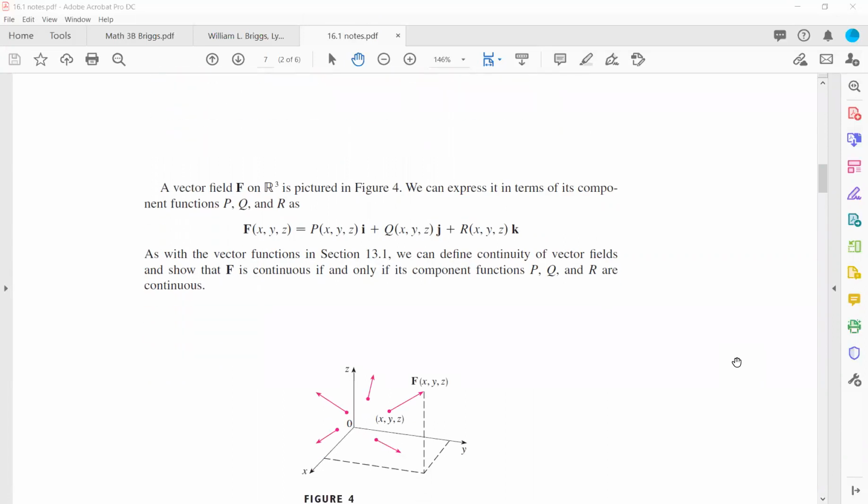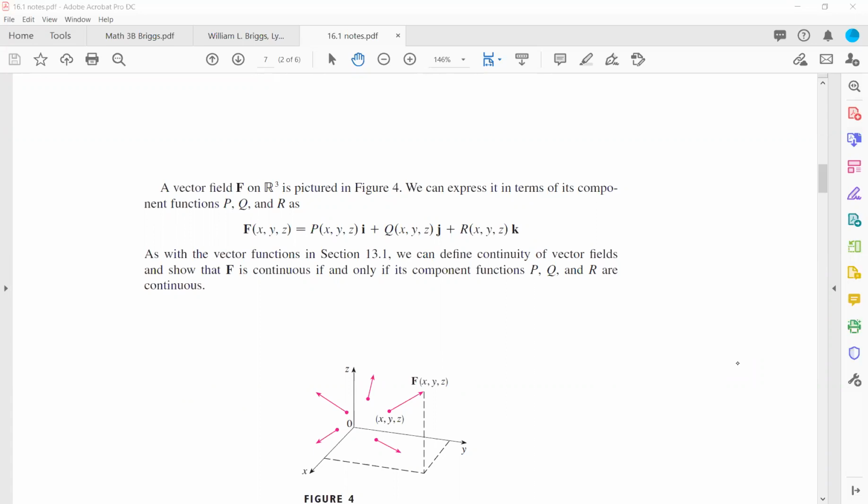We can express it in terms of component functions P, Q, and R. So this vector function, vector field, is equal to scalar function P in the direction of the x-axis, plus second function Q in the direction of the y-axis, plus the third function R in the direction of the z-axis.